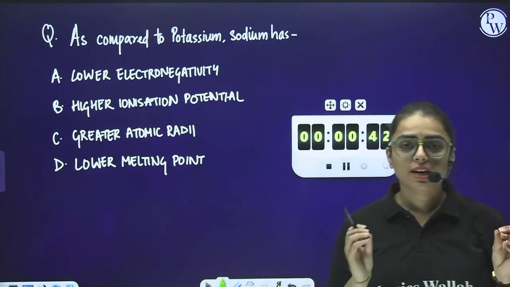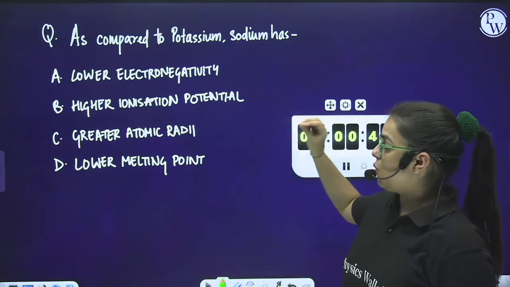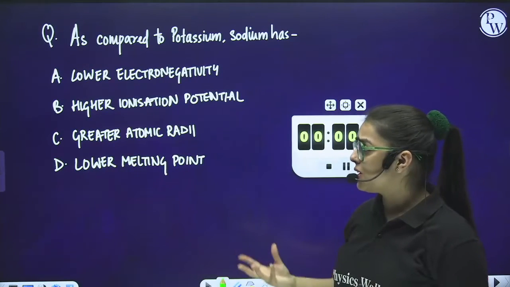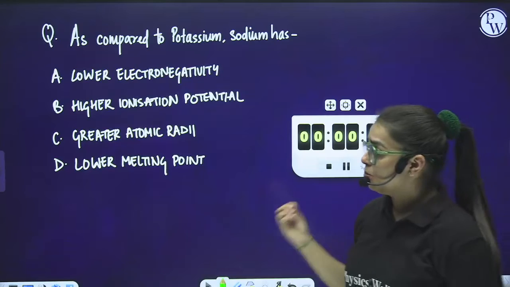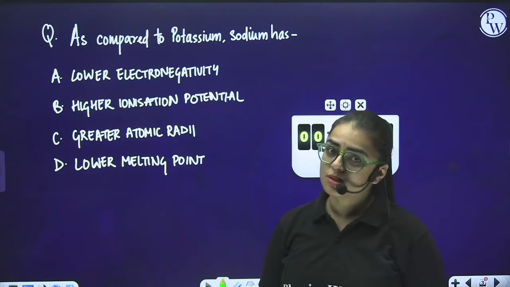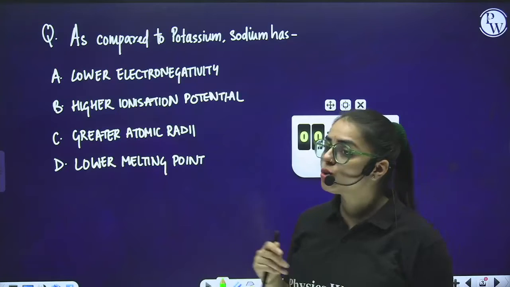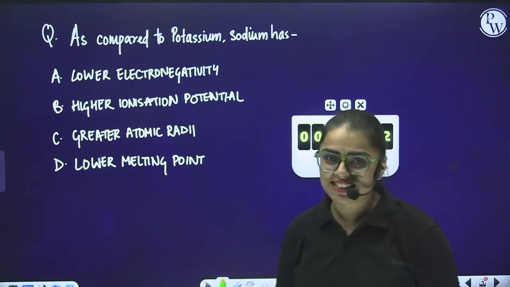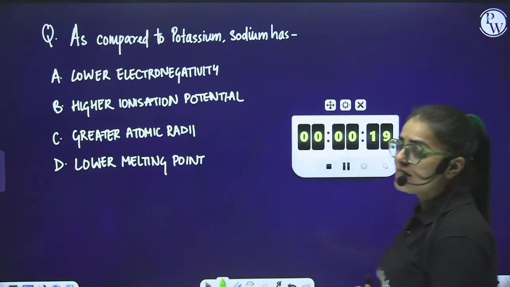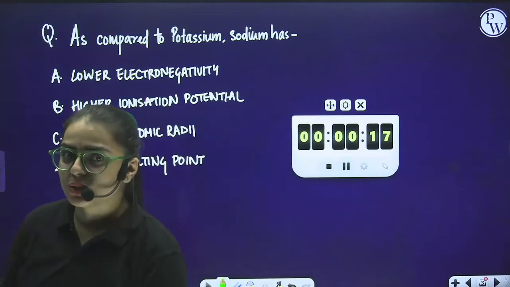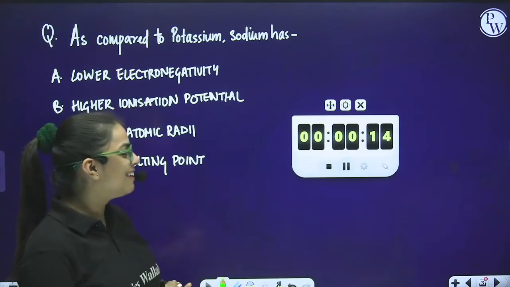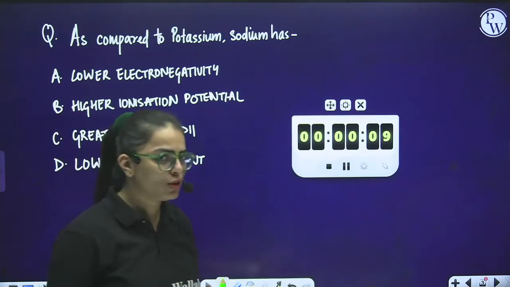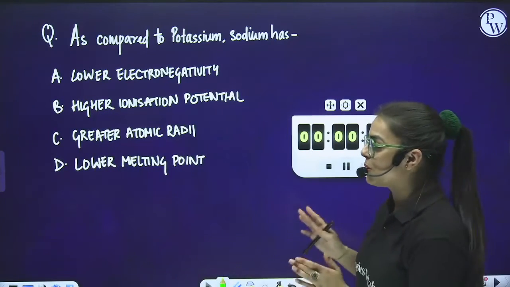Just think it very carefully. They have just taken all the properties over here, right? Electronegativity, ionization potential, atomic radii, melting point. So just think, students, compare potassium and sodium. So you can write the complete group and then compare all the properties. You will get your answer. Now you have only 20 seconds left, everyone. It's tick, tick, tick going on, right? So it's basically 10 more seconds to go. Then we are going to solve the questions. I hope you answer this question right, okay?